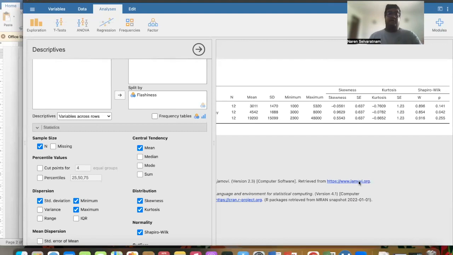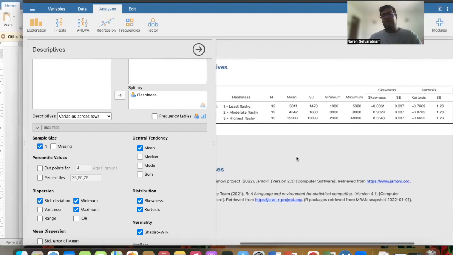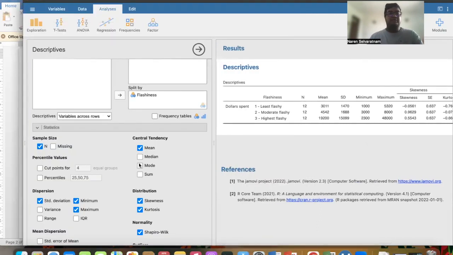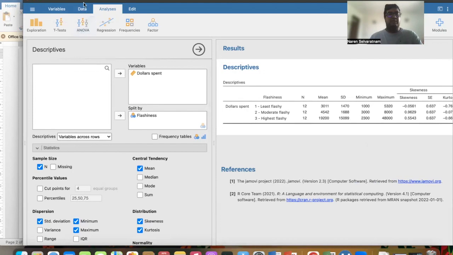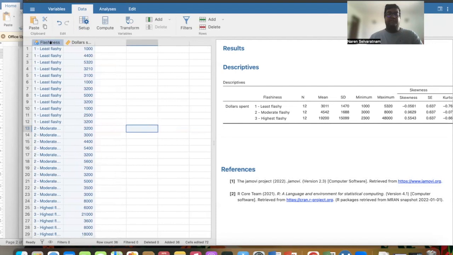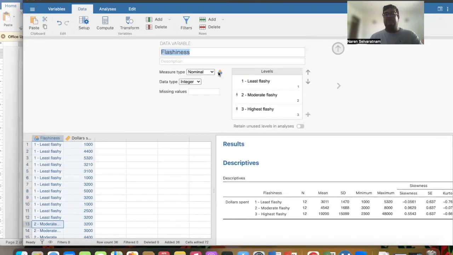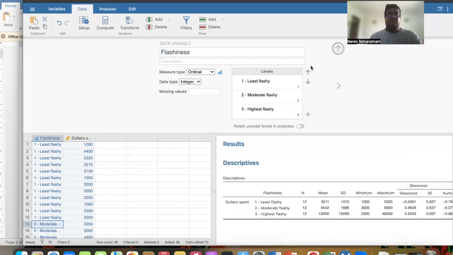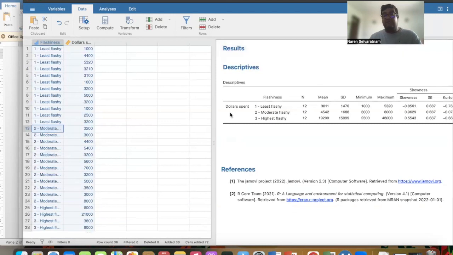Okay, so that is exactly what we want to do. Now, I think we have already found the required information here, and we also did some normality testing. We can also now run a correlation for this. I'm going to quickly go to my data view. From least flashy to moderate flashy to highest flashy, although I have considered it as nominal here, technically that is ordinal. So I'm going to just click on ordinal as well. And you will notice even if you change it, the values are not going to change. But just to do it in the right way, I just changed it.